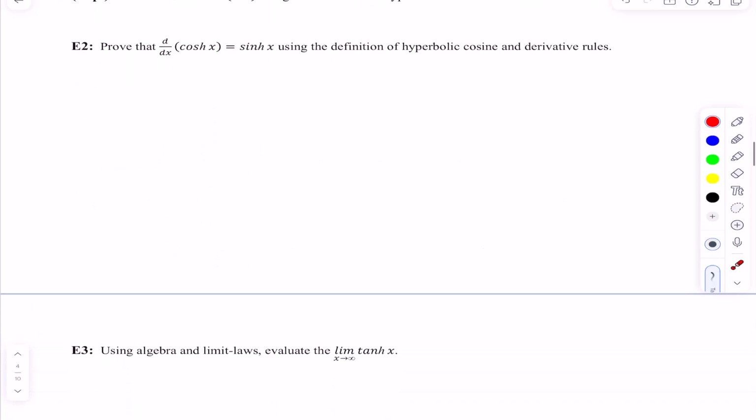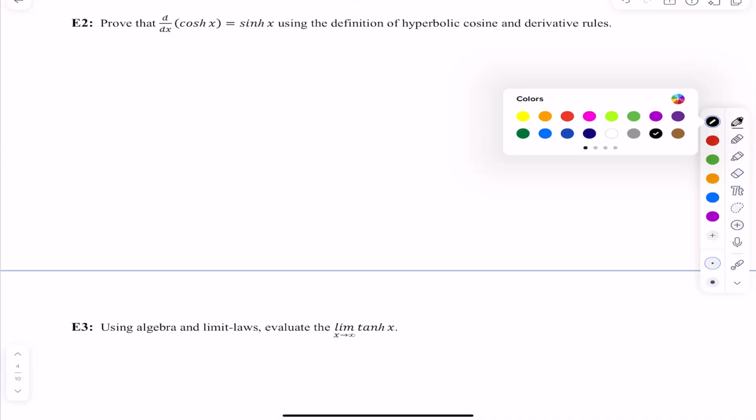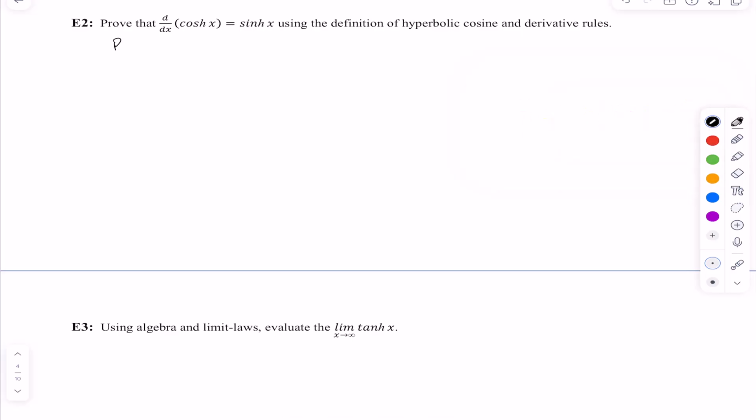Why don't we look at the derivative of hyperbolic cosine? We're going to try to prove this statement. Now, whenever you're proving an identity, you actually start with one of the expressions. In this case, we're going to start with the expression on the left-hand side. We're going to start with the expression, the derivative of the hyperbolic cosine function of x. Now we're simply going to substitute.